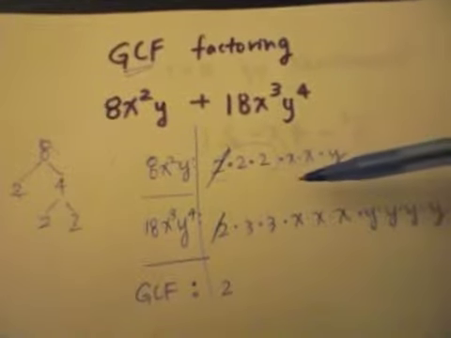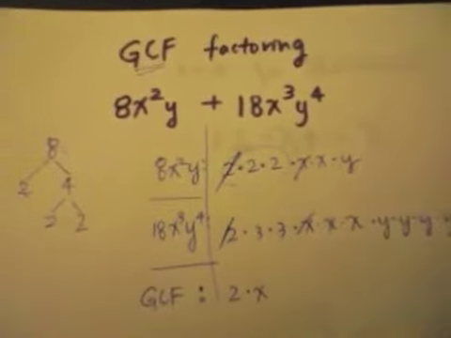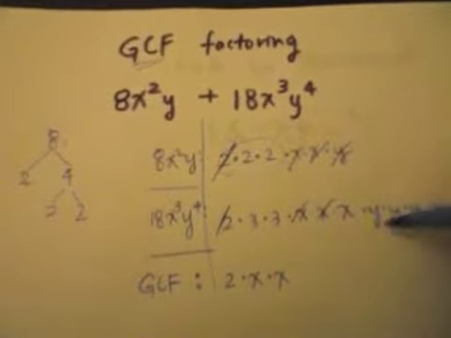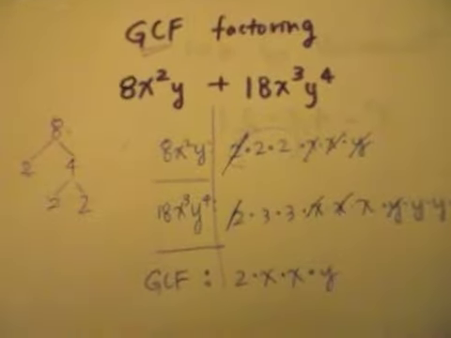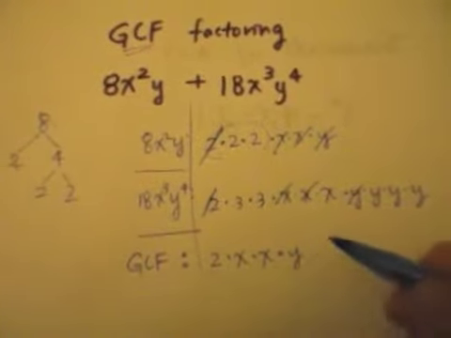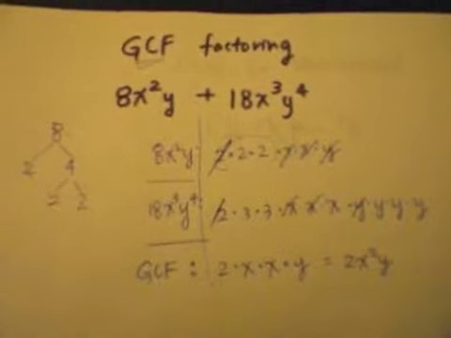Now I'm going to move on to my variables. They share 1 x. They share another x. And they share 1 y. So my GCF is 2 times x times x times y. I know that's the same thing as 2x squared y.